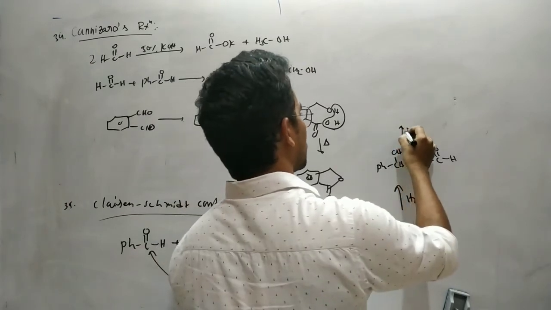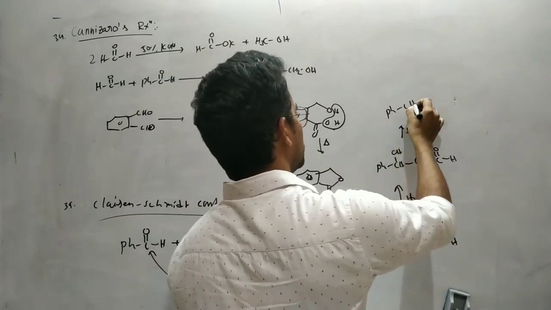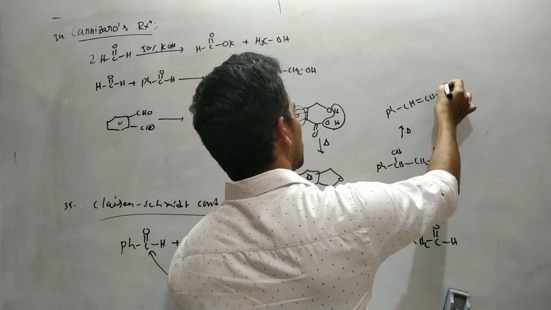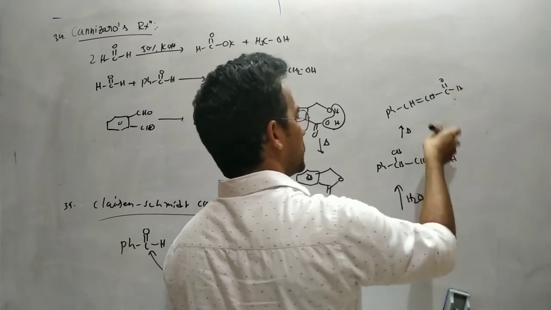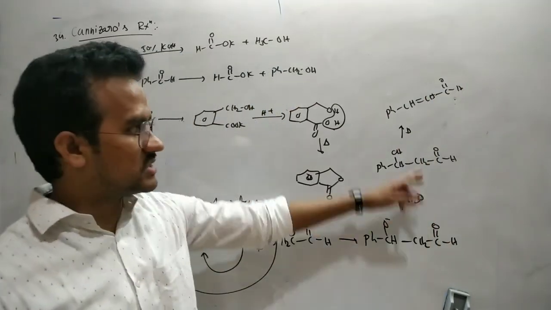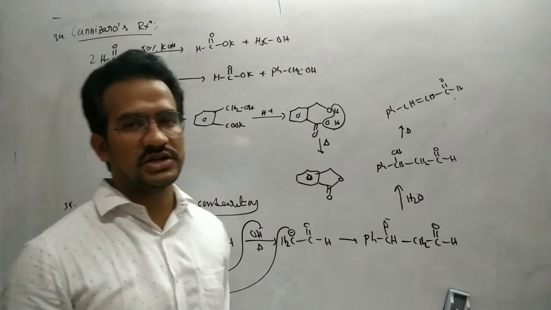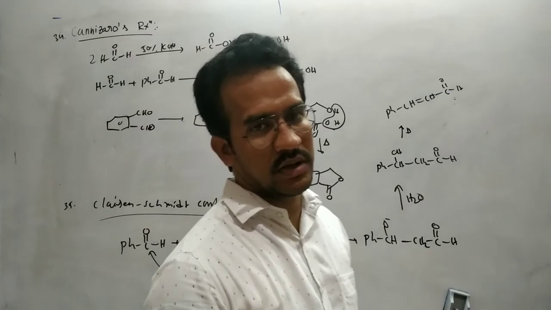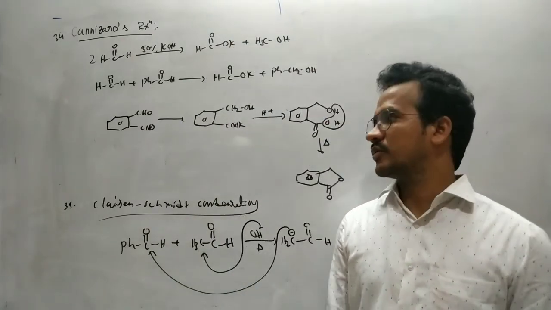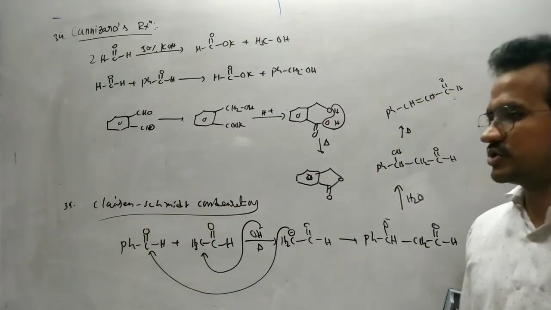On further heating, there is ready dehydration of this beta hydroxy compound, and cinnamaldehyde is the product. That is the Claisen-Schmidt condensation. Of course, this reaction is given in the NCERT textbook, but only the name is given.